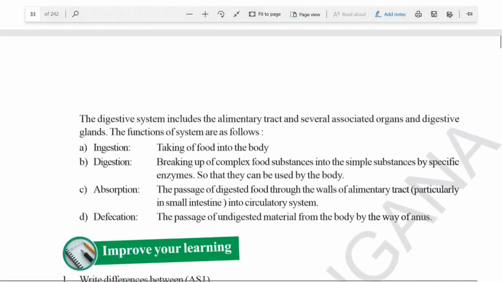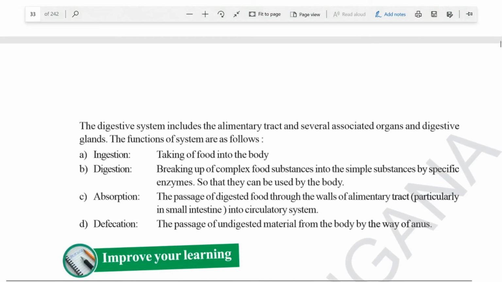Okay, question answers. Let's learn this one. The digestive system includes the alimentary tract and several associated organs and digestive glands. The functions of the system are ingestion, digestion, absorption and defecation. Ingestion means taking of food into the body. Digestion is breaking up of complex food substances into simple substances by specific enzymes so that they can be used by the body. Absorption is the passage of digested food through the walls of the alimentary tract, particularly the small intestine, into the circulatory system. Defecation is the passage of undigested material from the body by way of the anus.